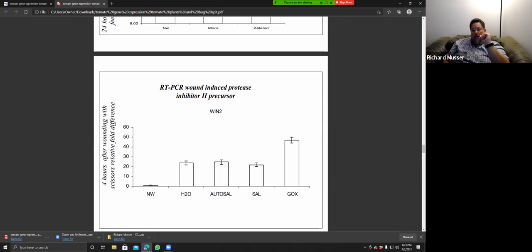Here we've wounded plants and painted on water, autoclaved salivary gland extract, salivary gland extract, or glucose oxidase. Here's our non-wounded treatment. Notice that the protease inhibitors are extremely low for the non-wounded treatments relative to the wounded treatments. If you wound a plant and paint on water, it's 10-fold higher. Oh, actually, I should look better. 25-fold higher. And that's kind of pretty much the same across the board. So it doesn't seem like saliva is doing a lot to increase or decrease it. But interestingly enough, if you give a purified glucose oxidase, it actually increases this protease inhibitor. So there may be other factors in the saliva that are counteracting that.